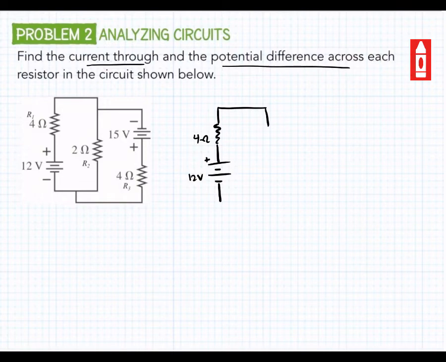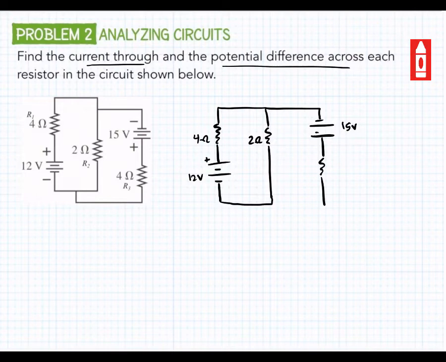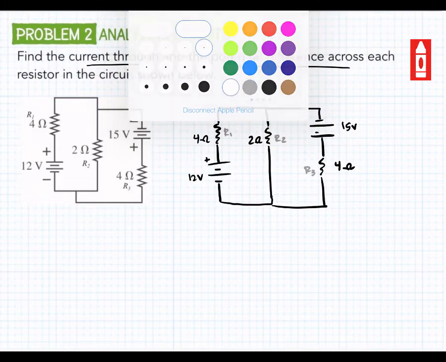We have another resistor in the middle here, that's 2 ohms. And we have another battery facing the other direction, that's 15 volts. And then we have one more resistor that's going to be another 4 ohms. Let's label them with a little bit different color. Call this one R1, this one R2, and this one R3. And we're going to get rid of this thing so that we can have more space.